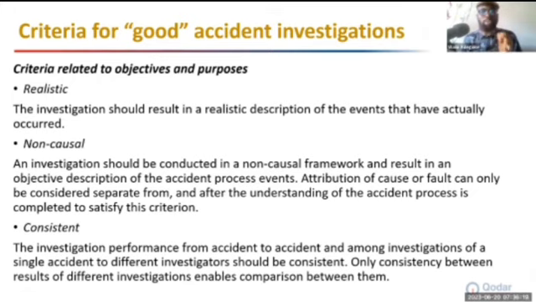Attribution of cause or fault can only be considered separate from and after the understanding of the accident process is completed to satisfy this criterion. You can only attribute a cause or fault for an accident after you've gotten an understanding of the accident process. That is, after you've done your research and your findings to know what actually led to the accident, and not concluding. Maybe an accident happened and you already concluded that, oh, it was an overpressure that led to the accident. Don't conclude yet until you've finally gotten your results from the accident process.